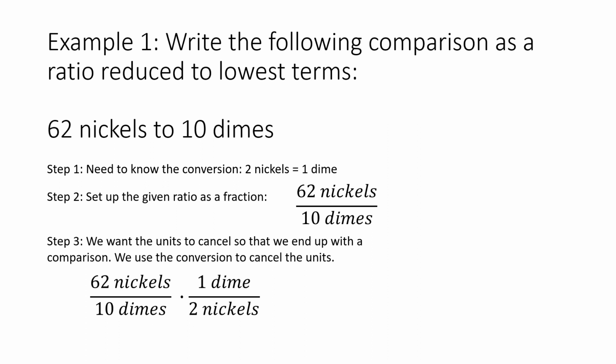Since I want my units to cancel, I'm going to put my 1 dime on top and my 2 nickels on the bottom. My units are going to cancel here, and then when you multiply fractions, you just multiply straight across. You multiply the tops, and then you multiply the bottoms. So 62 times 1 on the top and 10 times 2 on the bottom. That's going to equal 62 over 20. When you simplify that fraction, you get 31 over 10. And so that's going to be my final answer.